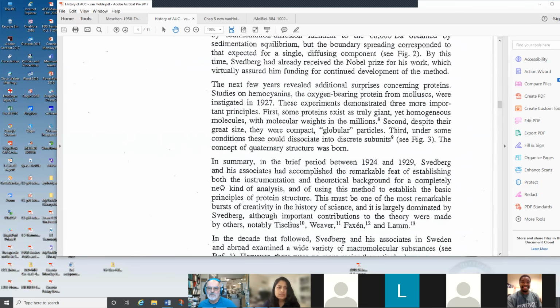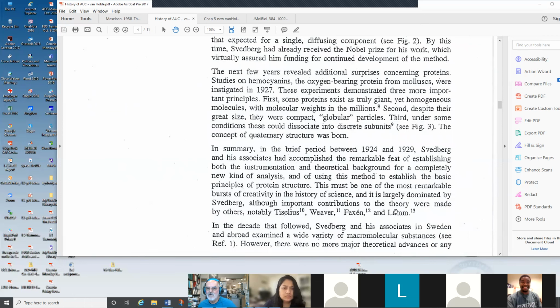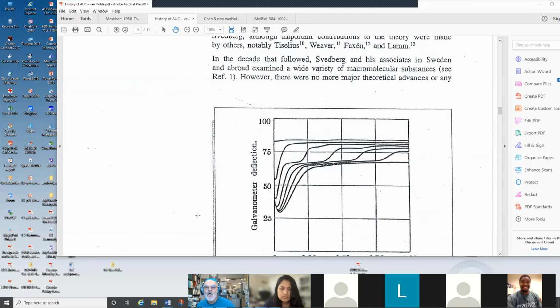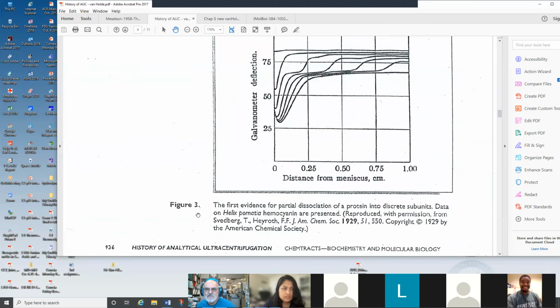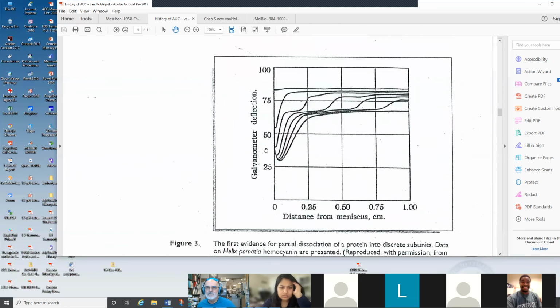The Lamm equation was actually derived. You can see the name here in that period of time. You can see that Tiselius was around at that time, coming up with electrophoresis techniques for studying these same kinds of macromolecules. You can see that there were techniques. This was in 1929. There were techniques for looking at hemocyanins already. Svedberg was actually looking at hemocyanins, a different kind of oxygen-binding material. And notice that there are multiple boundaries in here.